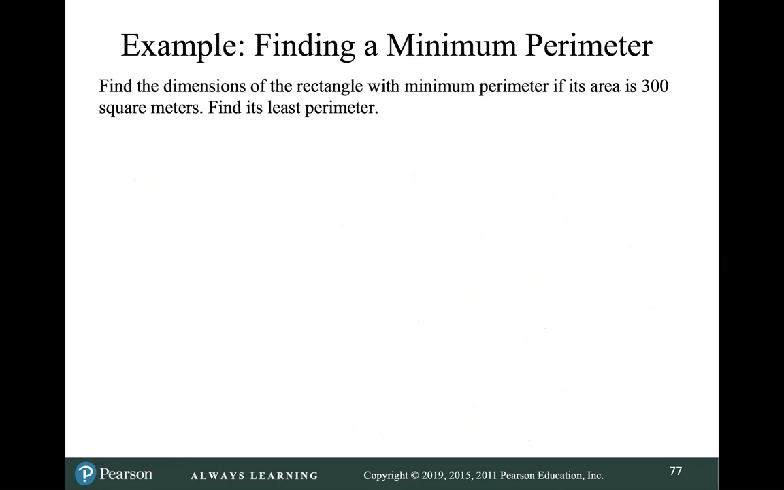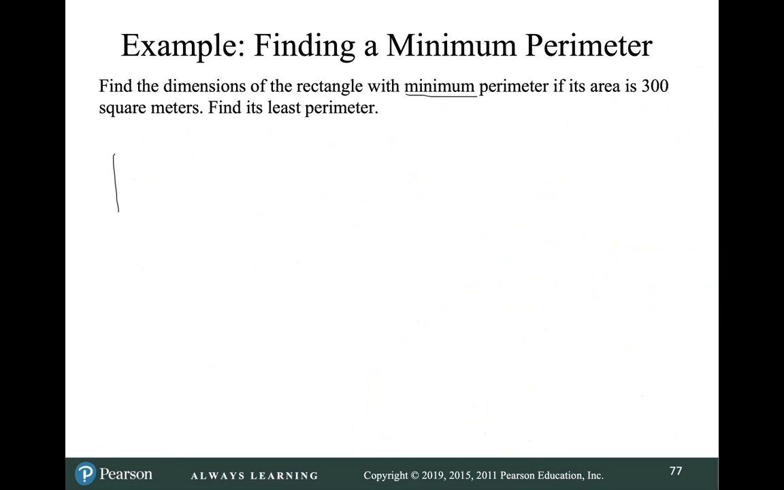Okay. So let's see if we can apply this. So we saw that when we're solving equations that have fractions in them, sometimes we get answers and they all work. Sometimes we get answers and none of them work. We can have something in between where some of the answers work. So let's try finding the dimensions of a rectangle with a minimum perimeter. So we want to minimize the perimeter if its area is 300 square meters. So we want to find the least perimeter, the smallest or the minimum perimeter.